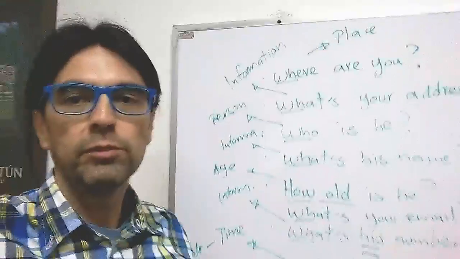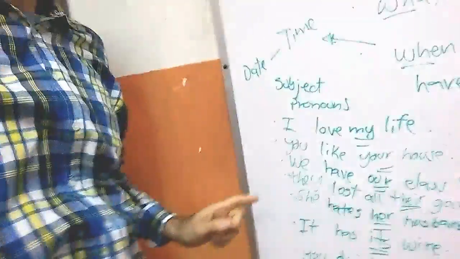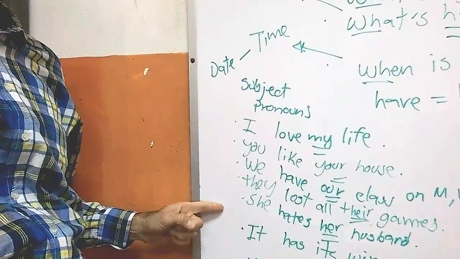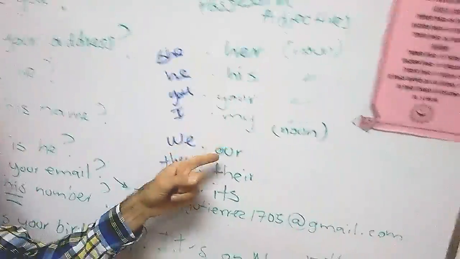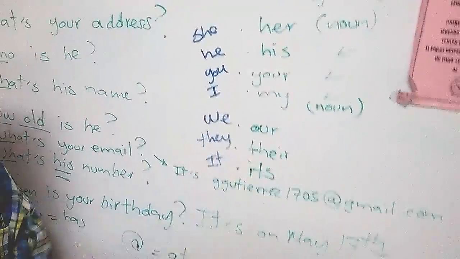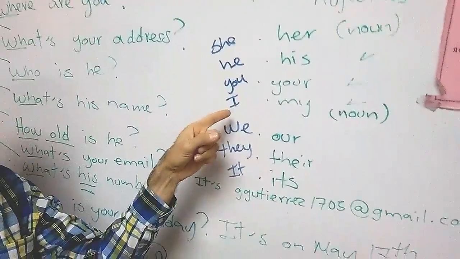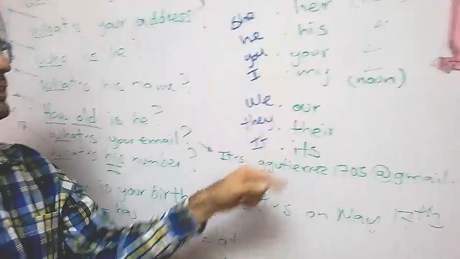Well, on this occasion, we are going to clarify the difference between subject pronouns, okay? Subject pronouns: I, you, we, they, she, it, you, and he. And possessive adjectives: her, his, your, my, our, their, its. You know, for she is her, for he is his, for you is your, for I is my, for we is our, for they is their, and for it is its.